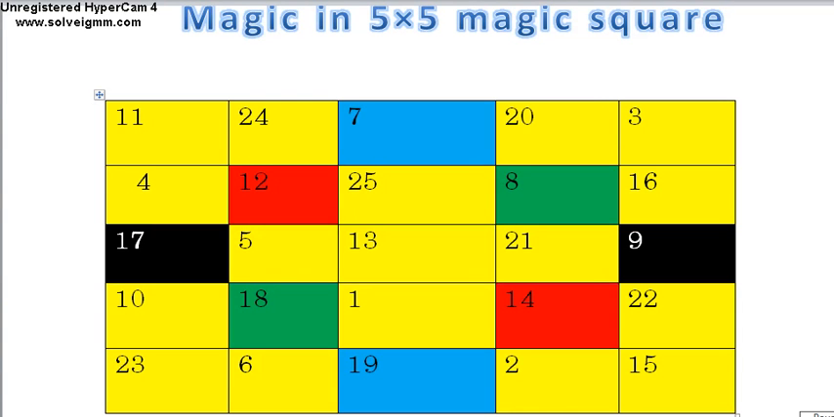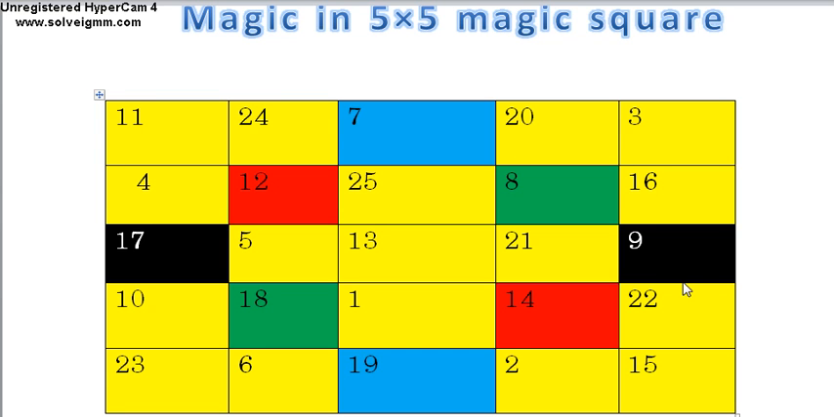I am Dasari Chandra. Now let us know the magic in a 5 by 5 magic square. In every magic square, the sums of columns, rows, and diagonals are the same.